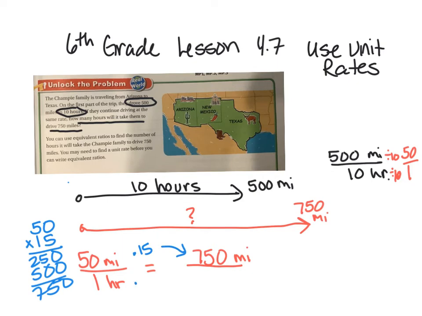And as long as I do the same to my denominator, then I will keep this equivalent. And then that gives me the answer. It will take them 15 hours to travel 750 miles. So the question, how many hours will it take them? 15 hours. So in order to find out, I went ahead and found the unit rate that they were traveling at, and then I used the unit rate to help me find out how long it would take them to get there. Let's look at another example.